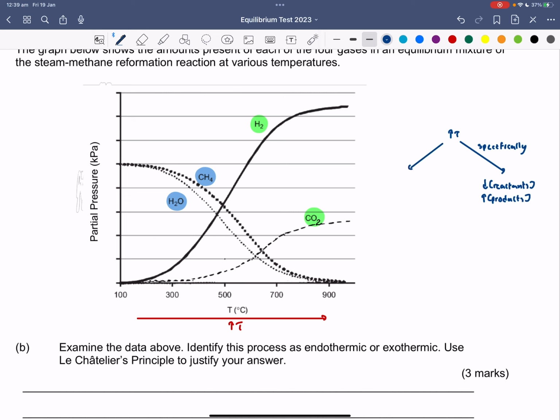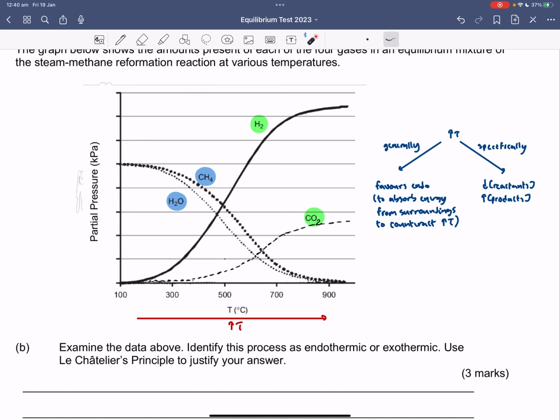What generally happens with an increase in temperature? According to LCP, it favors the endothermic reaction. It favors the endothermic reaction to absorb energy from the surroundings and counteract the increase in temperature. So in summary, an increase in temperature always favors the endothermic reaction.